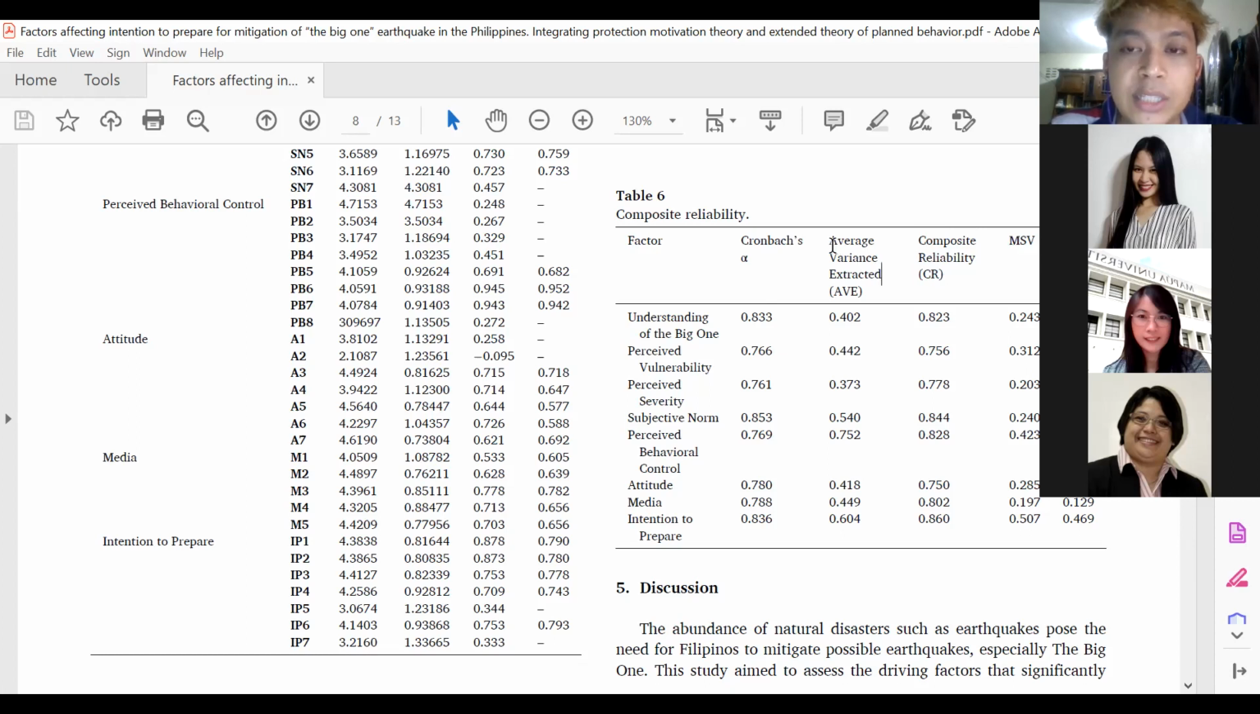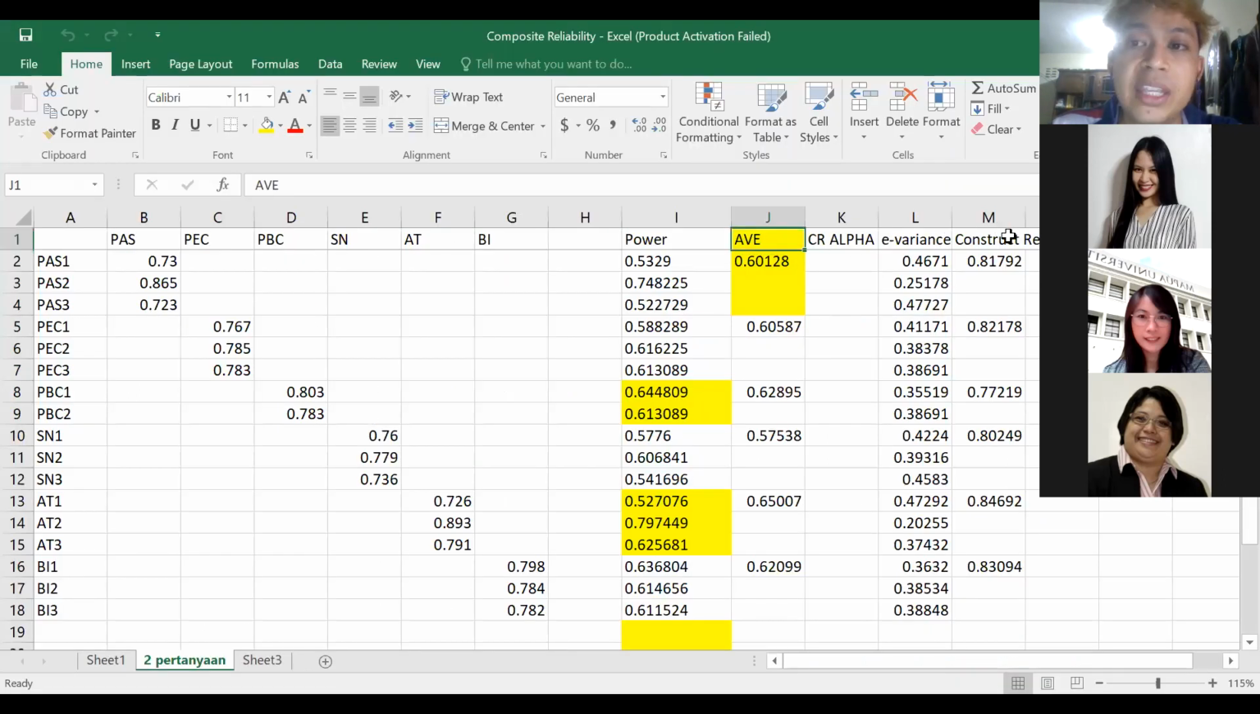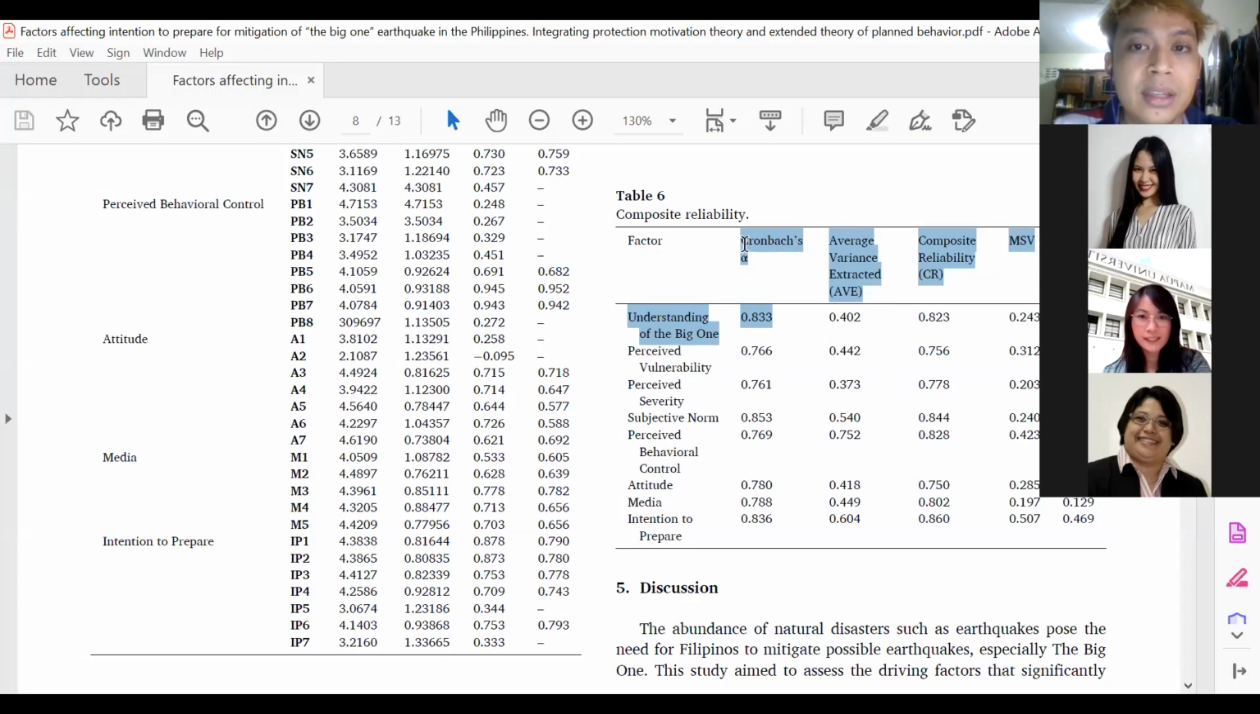So for example, AVE and CR you get from the one in the Excel. This is AVE and then this is CR. Usually I show this one per latent, and this is also per latent, for the CR. But for Cronbach alpha, this one is from SPSS. How do I run this one?